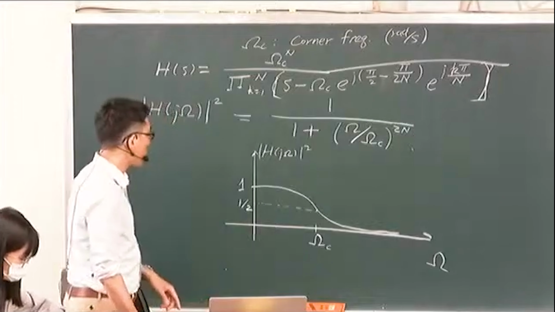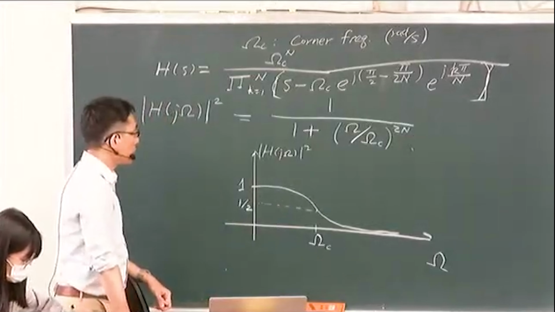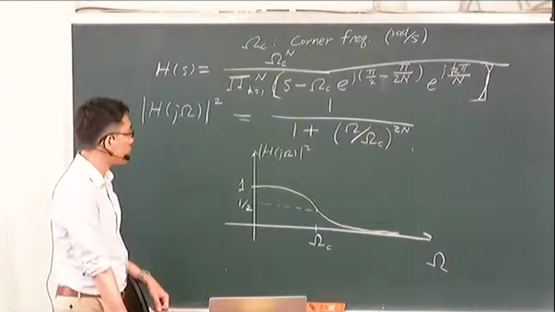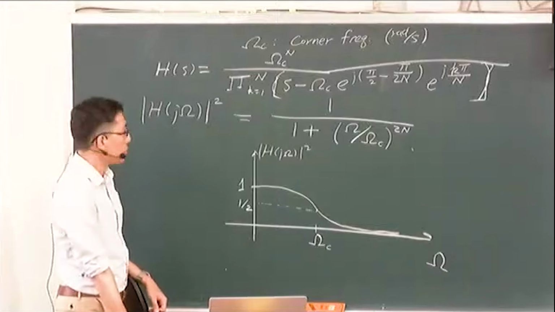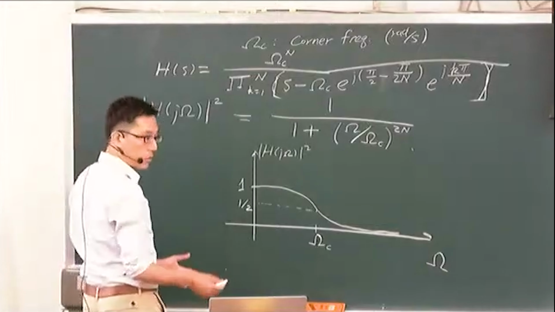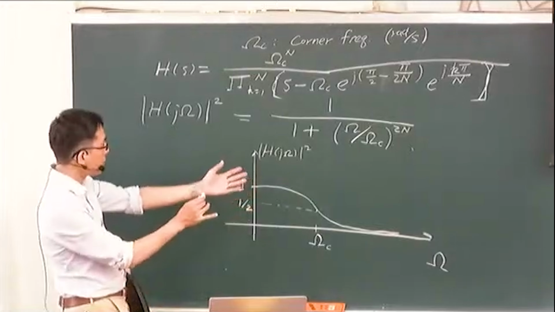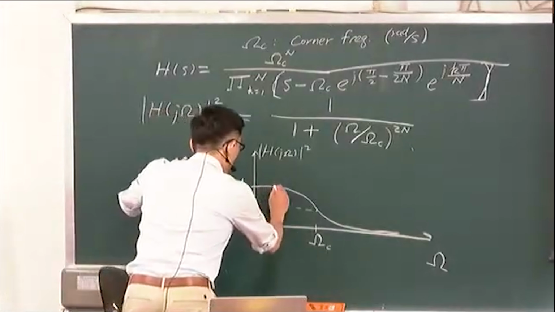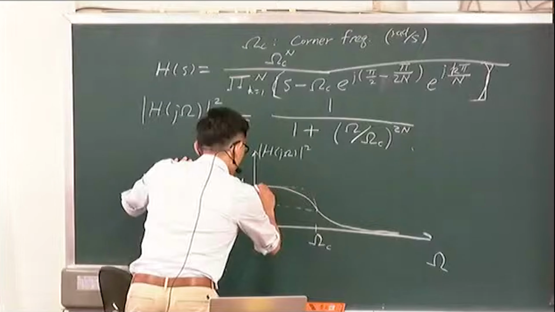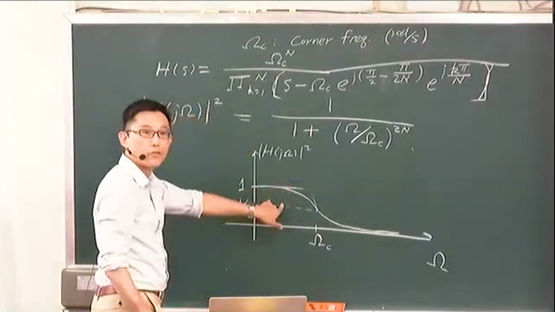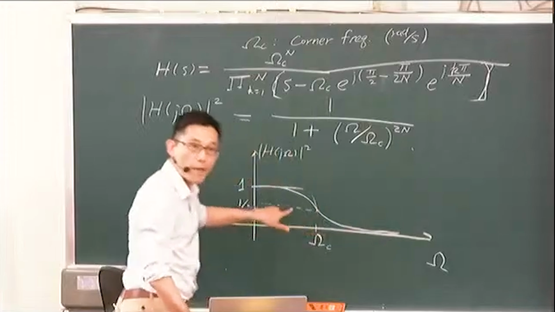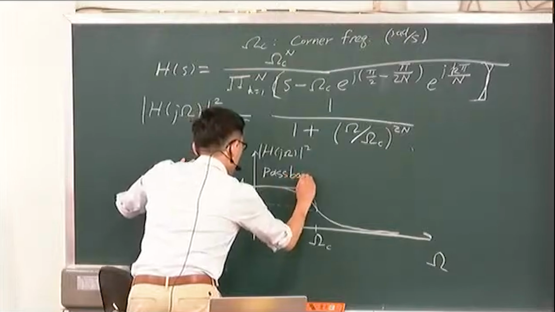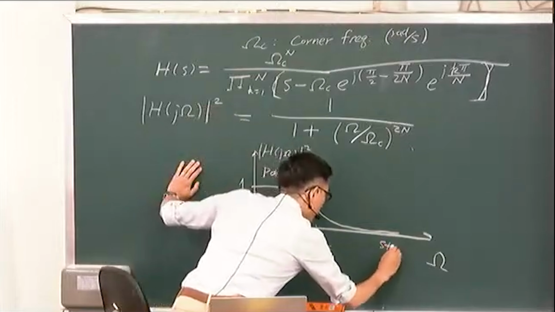So our next question is, let's try to evaluate what will change if n increases. It's not that hard to verify, either by plotting using a computer or just by hand. When we increase n, the response is going to be even flatter in the pass band, if you will. This is the stop band, and this is the pass band.